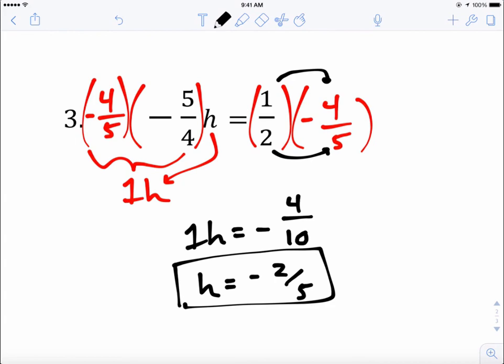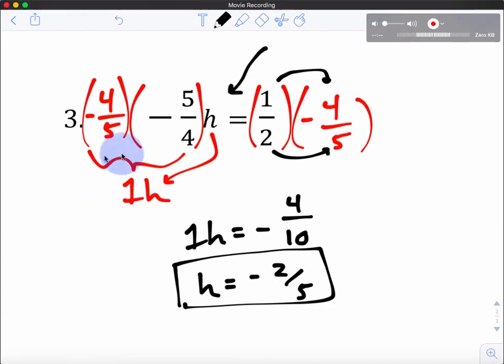And always a good idea, especially with these complicated examples, let's see if that's the case. If we were to actually substitute -2/5 in right here, would this be a true statement? Well, negative times negative is positive. We'd have 10 over 20, which is 1/2. Beautiful. It actually checks out.